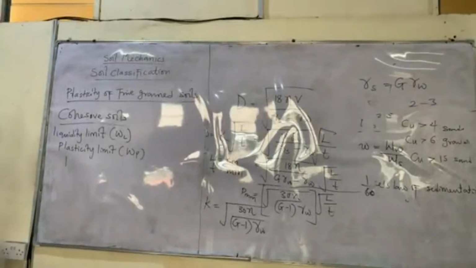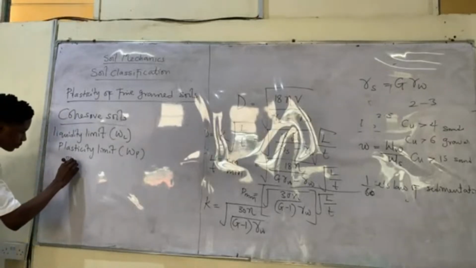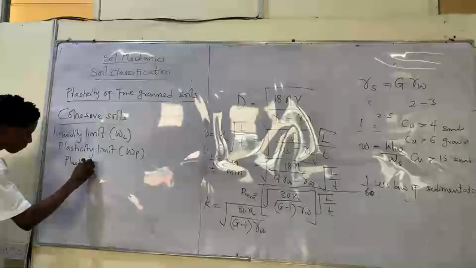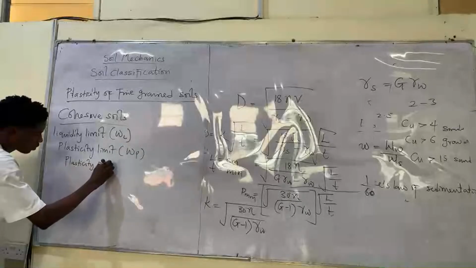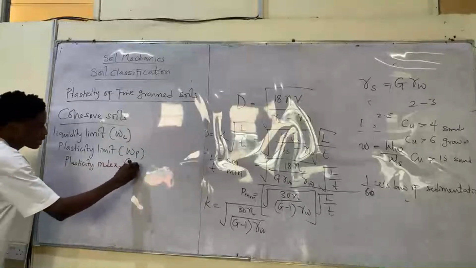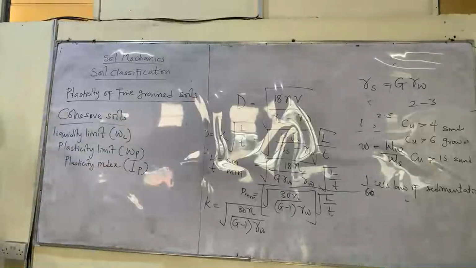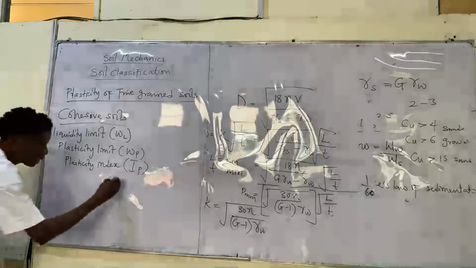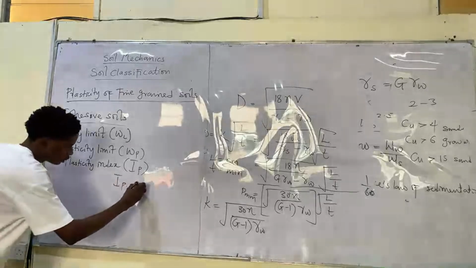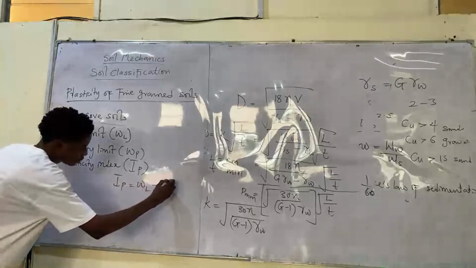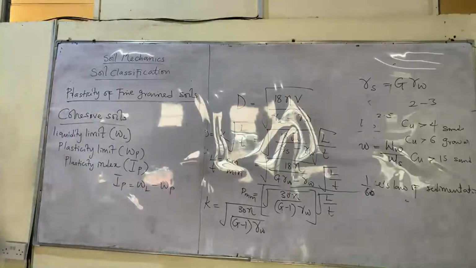Okay. So plasticity index. It's represented with IP. And like I said, it's the range of values in which the soil is plastic. And then you have IP as WL minus WP. So this is IP.